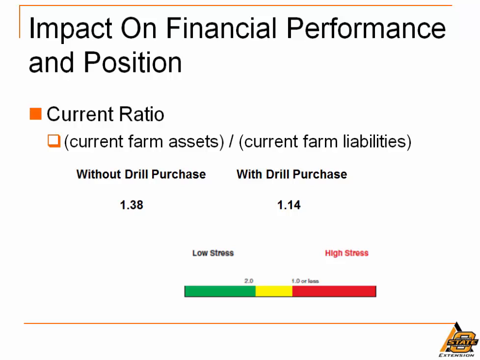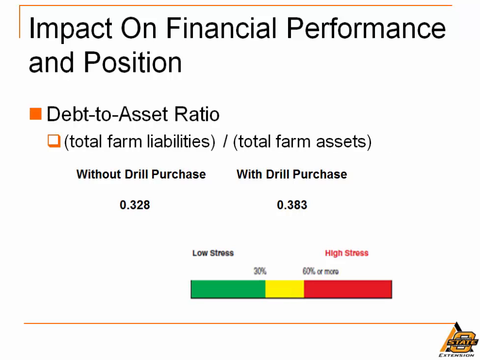First, let's look at the impact on liquidity. For example, we're going to use the projected impact on the current ratio. Recall that without the drill purchase, the current ratio was at about 1.38. If they were to follow through with this particular capital purchase, the current ratio is projected to decline to about 1.14 after the purchase. This is, of course, the result of the principal and interest payment that would need to be made in the next year. That projected 1.14 number appears dangerously close to creating a high-stress liquidity situation for this farm.